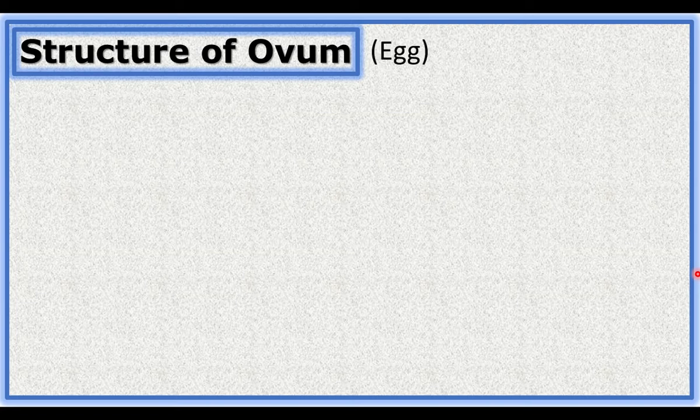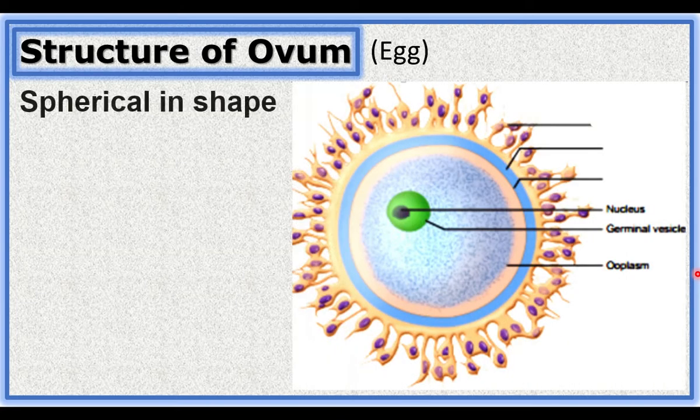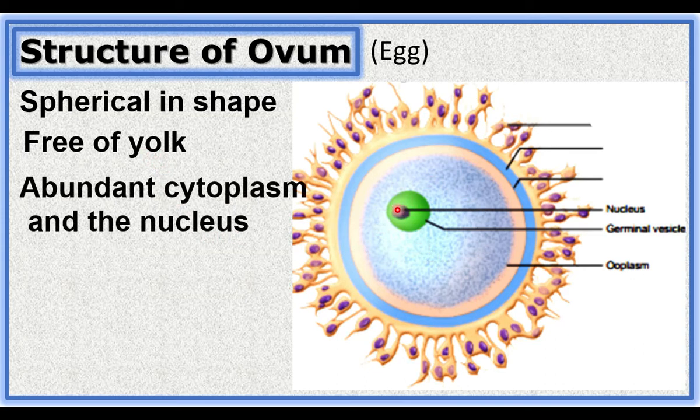Ovum is called an egg. It is spherical in shape. Hence egg is also ovum, but it is filled with a lot of yolk. Yolk is food material. But in the human egg or human ovum, it is free of yolk. Yolk is nearly absent because the developing young one receives nutrients from the mother's body. So it is not filled with yolk. It has a lot of cytoplasm and a nucleus. This is cytoplasm and this is nucleus.